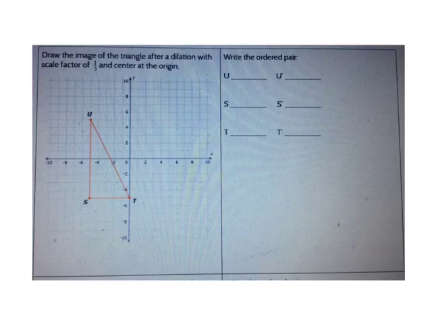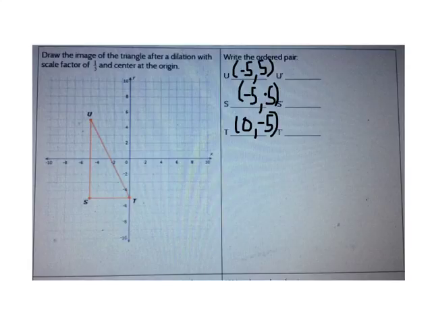Now let's try with a reduction. First, write the original ordered pairs for points U, S, and T. U is at -5, 5, S is at -5, -5, and T is at 0, -5. To find the ordered pairs for my dilated shape, I need to multiply each coordinate by the scale factor.